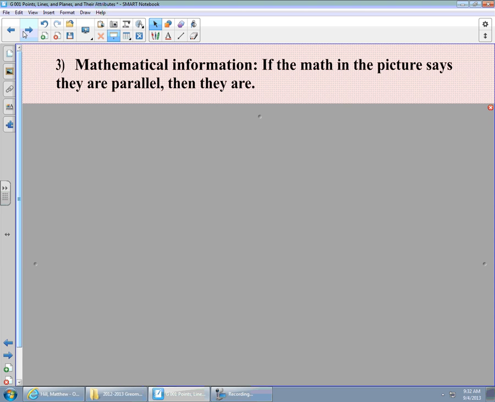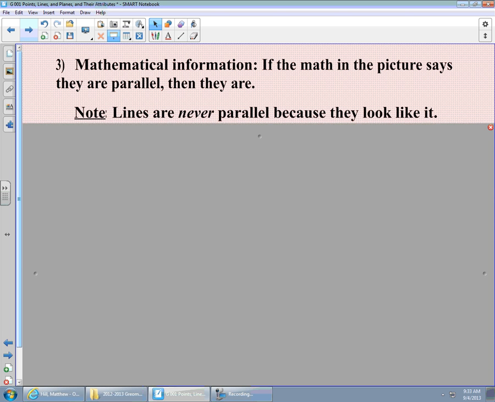Another way that we can be told that lines are parallel is, of course, by mathematical information. We're going to study parallel lines quite a bit this year, and if something comes along in the problem, some equation that we're working or some numerical information that we have, basically the math, if there is math in the picture that says that the lines are parallel, then they're parallel. The thing you need to come to grips with is lines are never parallel just because they look like it.